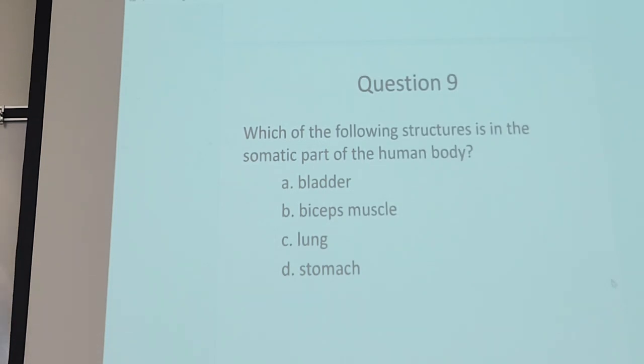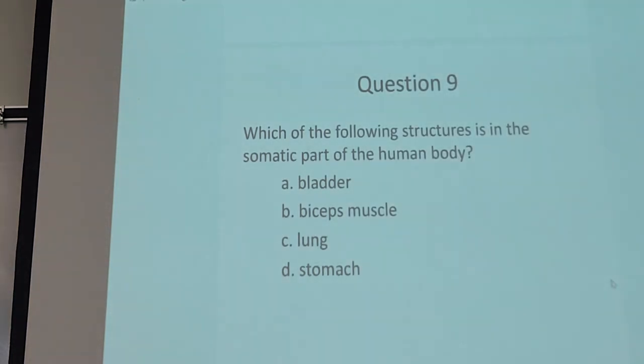Okay, which of the following structures is in a somatic part of the body? Is the bladder? No. Is the lung? No. Stomach? No, those are all in ventral body cavities, right? So the answer is B, biceps muscle.